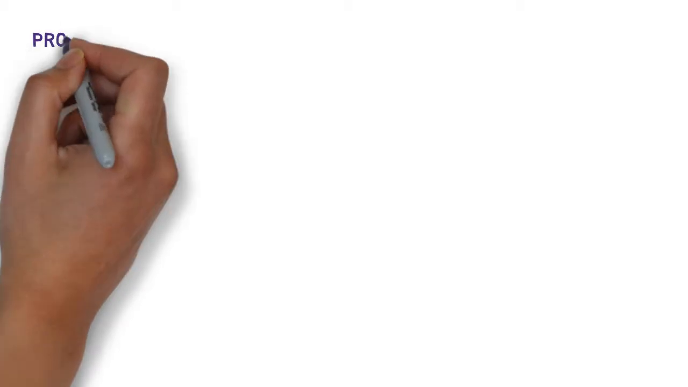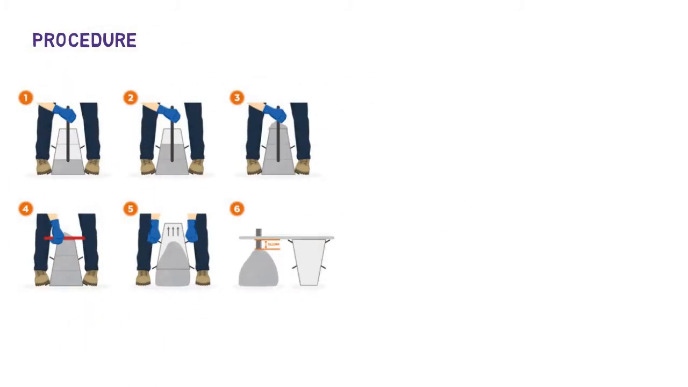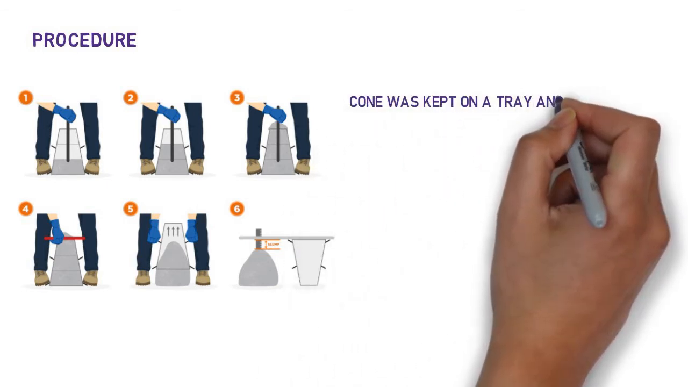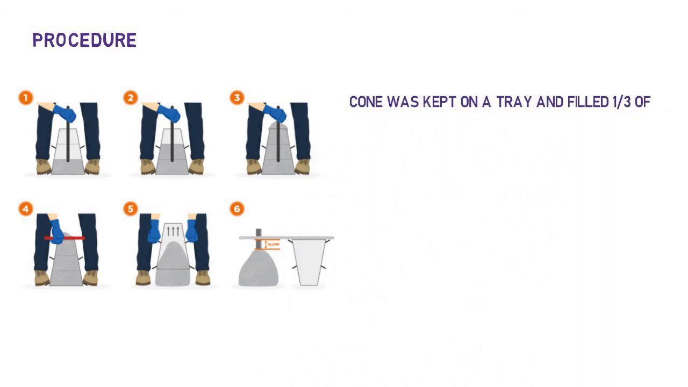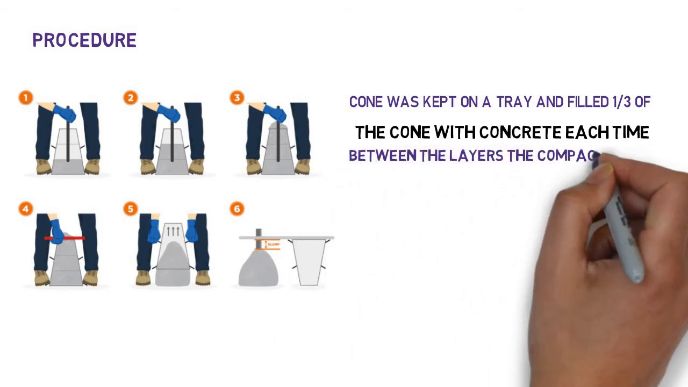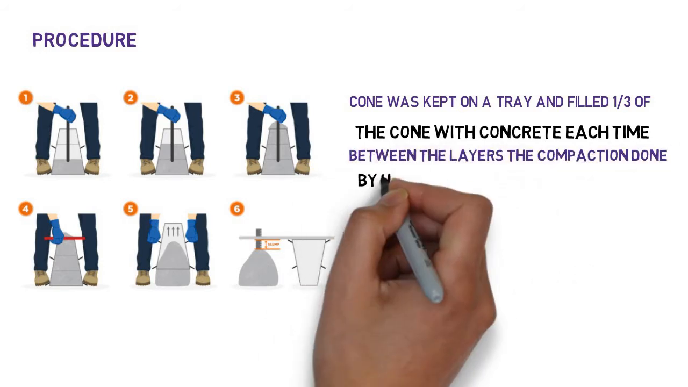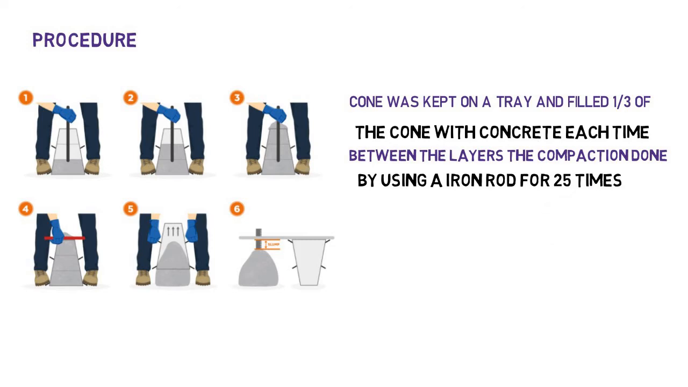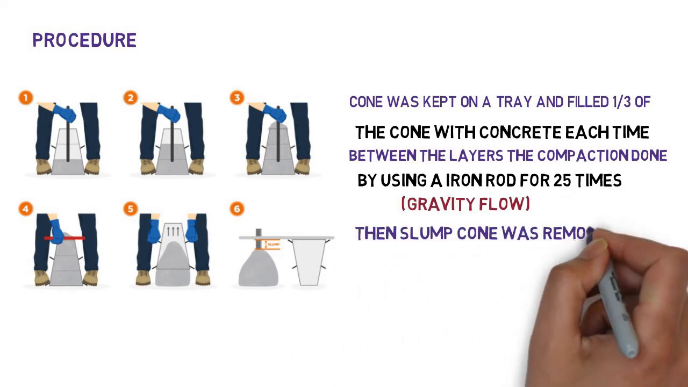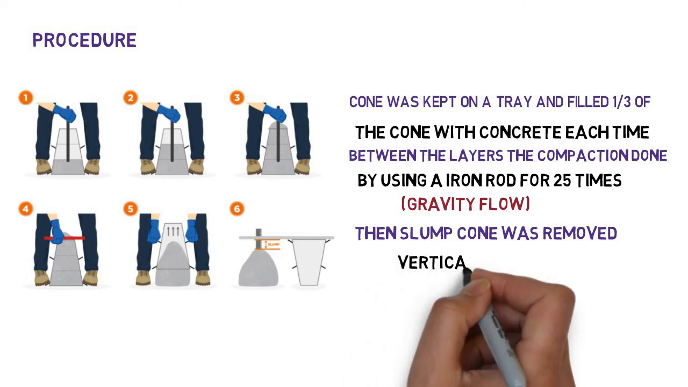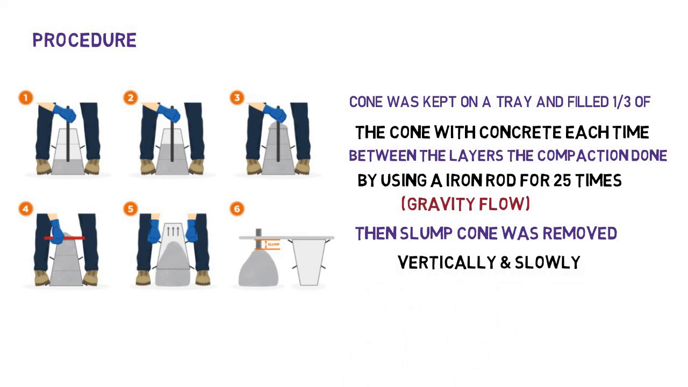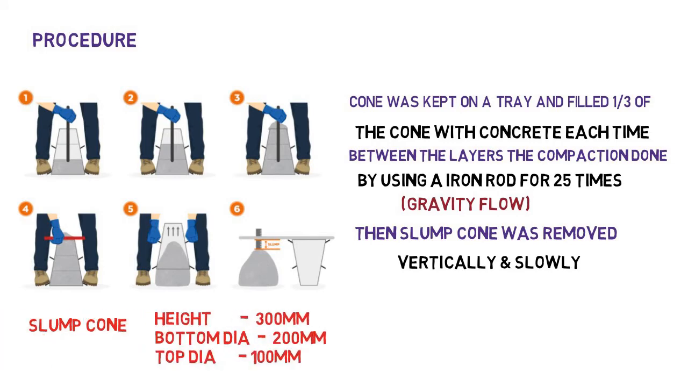As you can see in the diagram, the slump cone was kept on a tray and filled 1/3 of the cone with concrete each time. Between the layers, the compaction is done by using an iron rod 25 times with a gravity flow. Then the slump cone was removed vertically and slowly, and the slump height was taken.